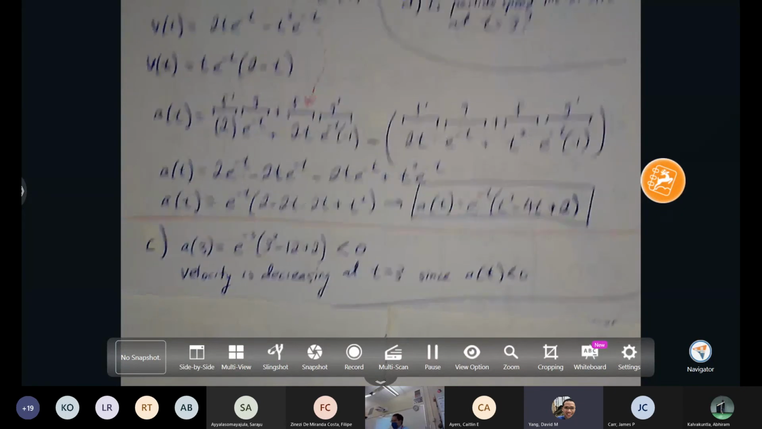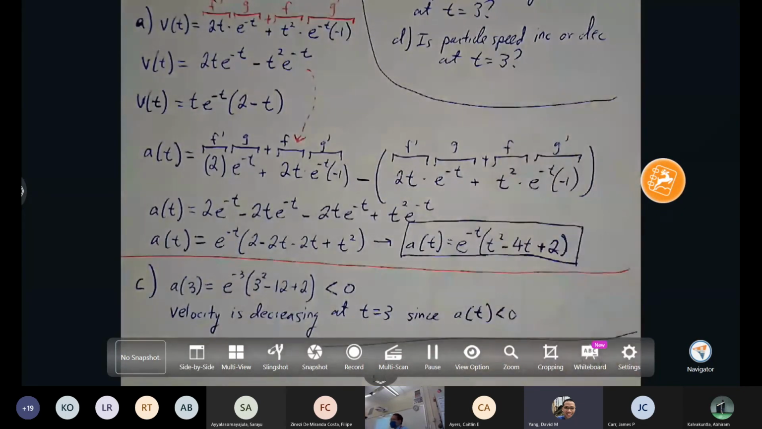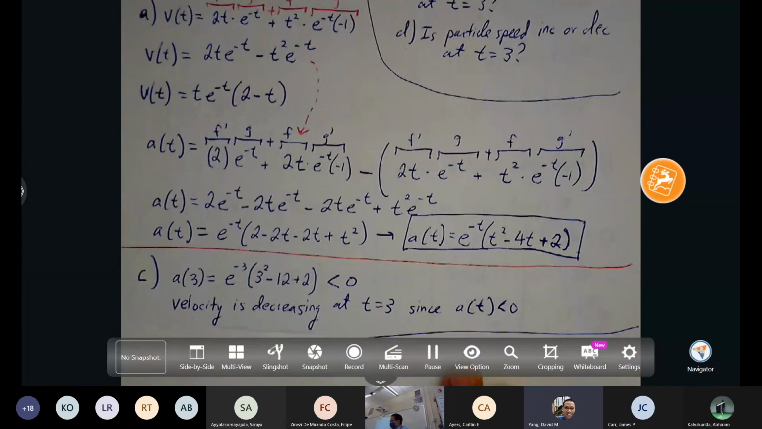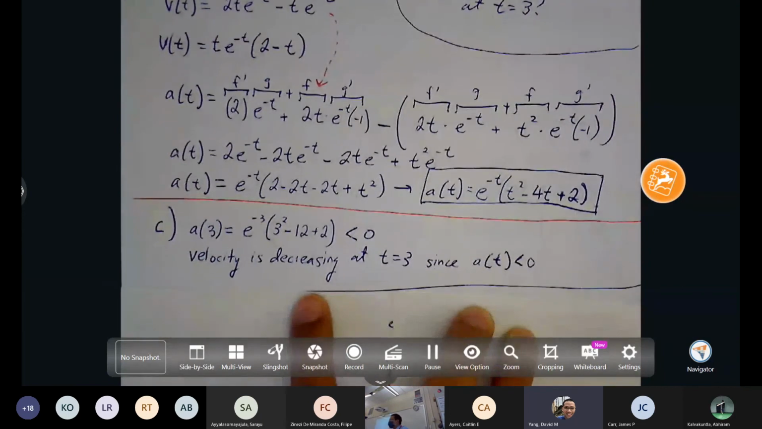Okay, part D, is the particle speed increasing or decreasing? How do we approach that? See if velocity and acceleration have the same sign. That's right. Compare signs. I'm sorry? Is it increasing? You mean for part D? Yeah.